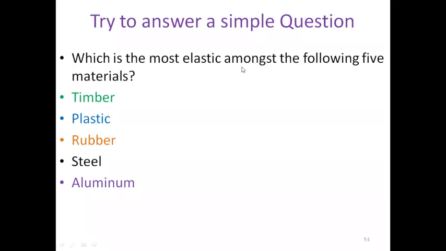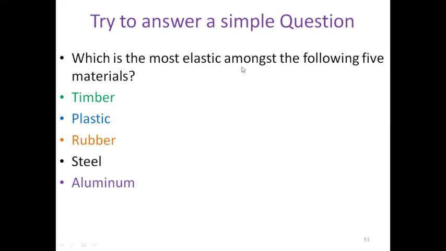Okay, we'll go one by one. Whether timber is elastic material? No, sir. It's brittle material. We'll remove the timber. Then think about plastic. Whether plastic is elastic material? No, sir. Okay, that is also gone.